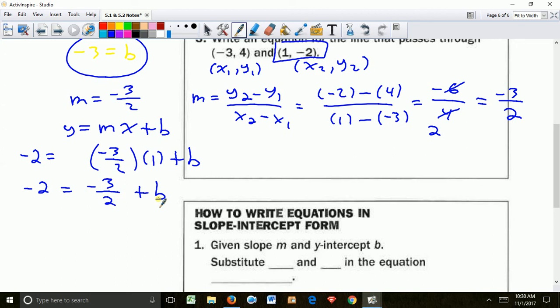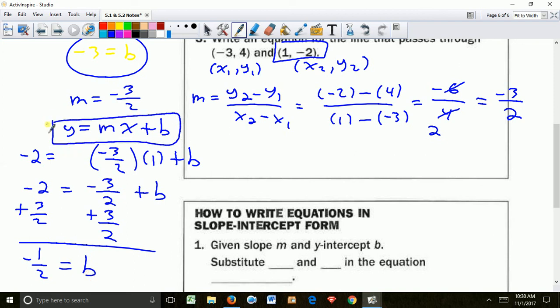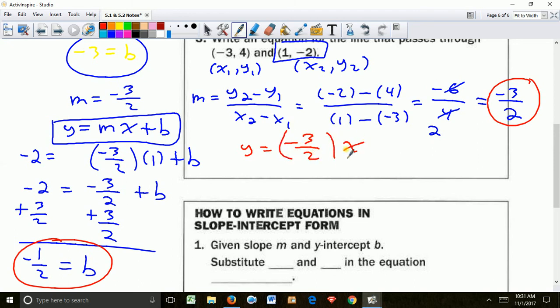And then now you got to solve this by adding 3/2 to both sides of your equation to get b, or y-intercept, by itself. -2 plus 3/2 is -1/2. So there is the value of b. Again, you want to write this in slope-intercept form, y equals mx plus b. Here we know that the slope, m, is -3/2, and that your y-intercept is the b term, which is -1/2. So in slope-intercept form, this becomes y is equal to -3 halves x minus 1/2.